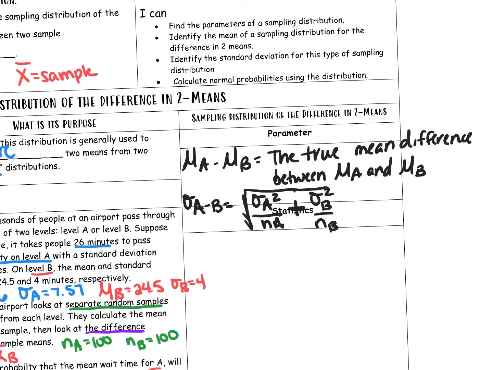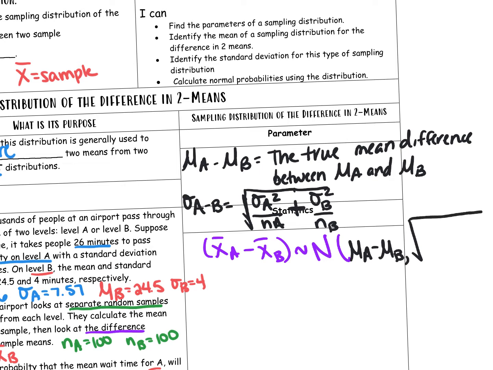Now, when we look at the sampling distribution, the sampling distribution is going to look at x bar of A minus x bar of B. And it'll follow a normal distribution with mean mu of A minus mu of B, and standard deviation, square root of, again, sigma A squared over N of A plus sigma B squared over N of B.